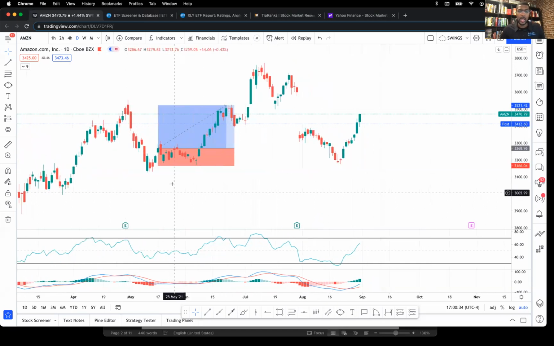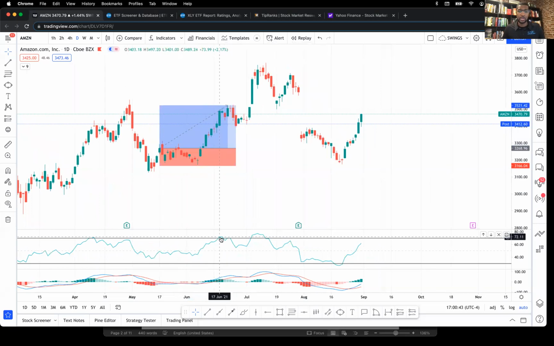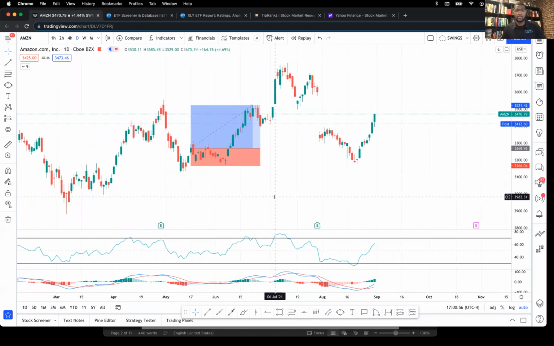All right, so let's see. Now, we saw that I got into this position here. Obviously, I hit my target. I made my profit, 7.72% return, swing high to swing low, got out at the overbought RSI position here at 70, cashed out, perfect swing trade, no problem, easy money, right? But why did I even get into this position in the first place? I got into this position because I saw a chart pattern.